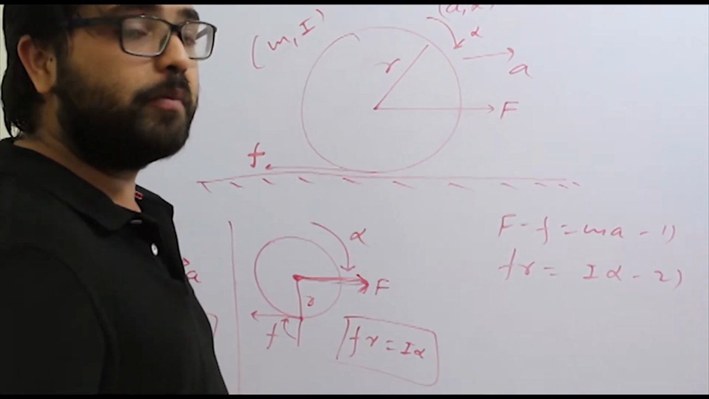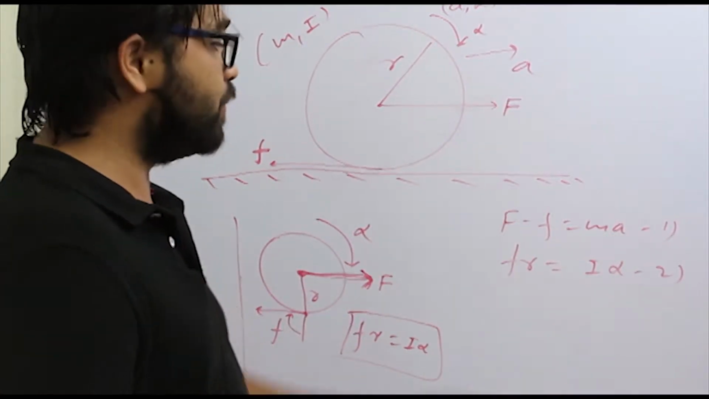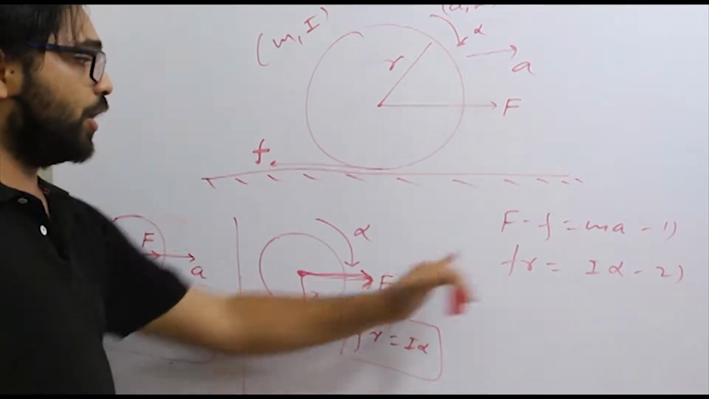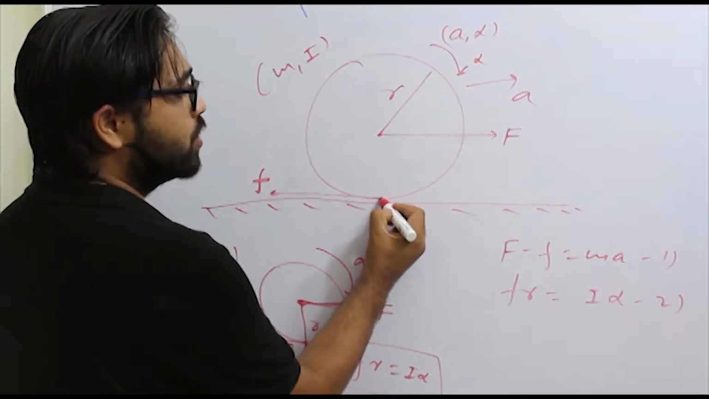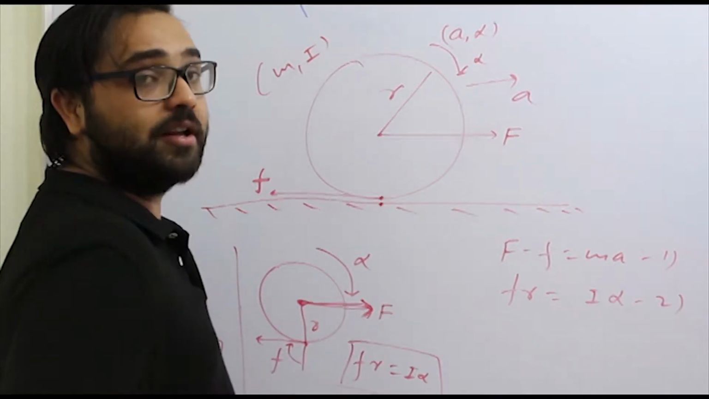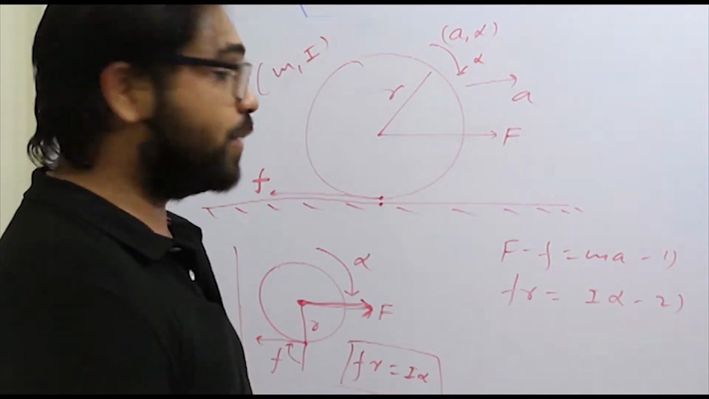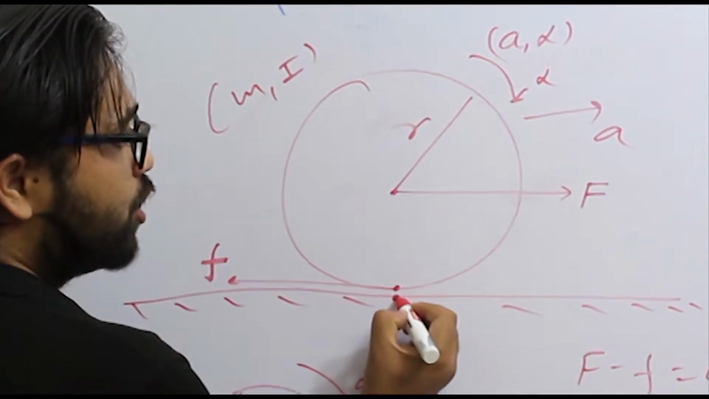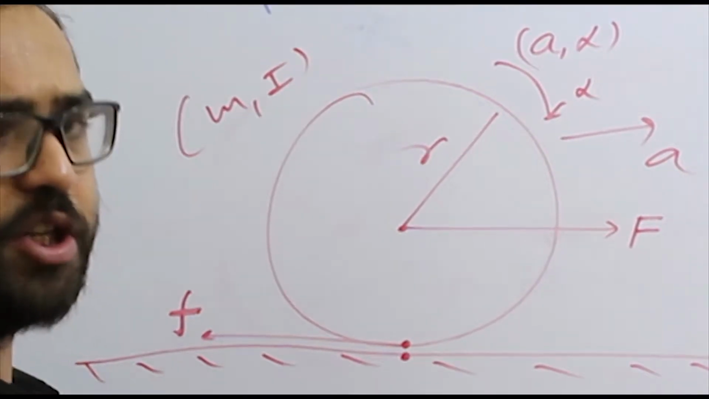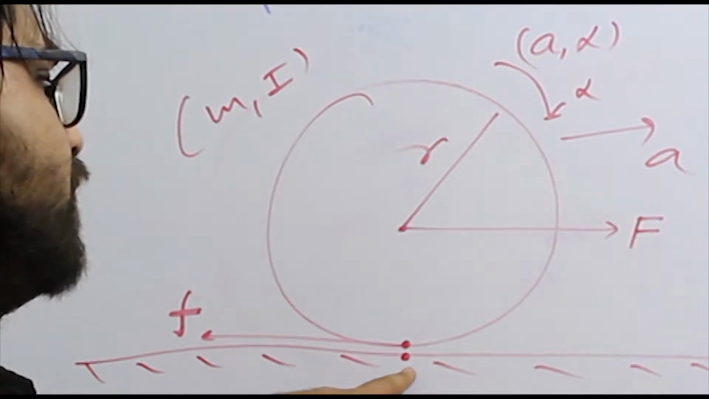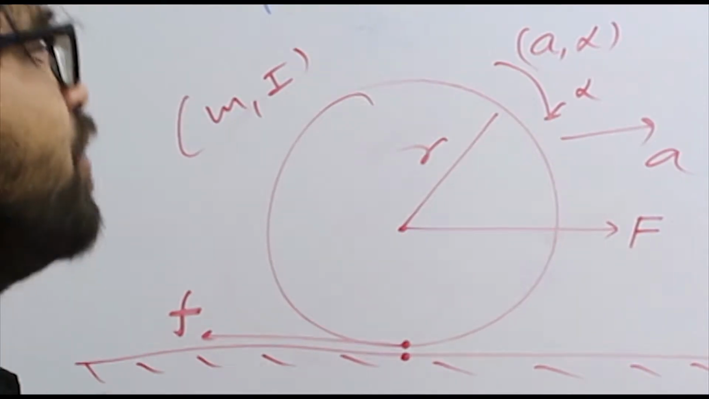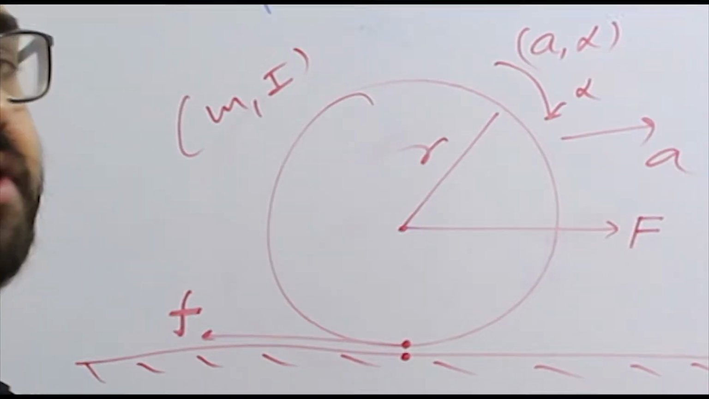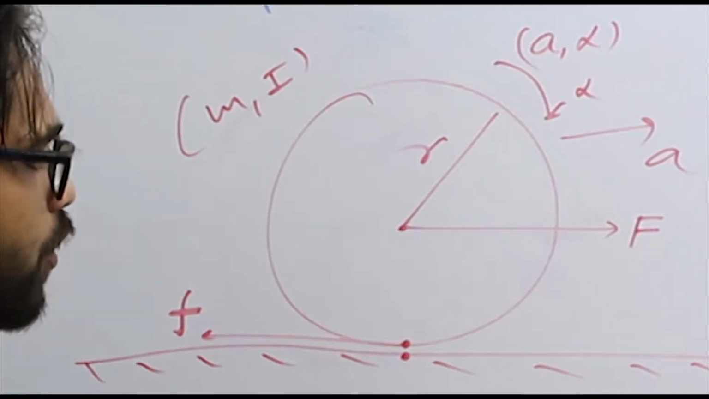And I told you in the previous problem, the third equation always comes from, one equation will come from translation, one equation will come from rotation, and the third equation will always come from the condition of no slip. Remember, you have this information that this is not slipping. What is the meaning of not slipping here? That whatever is the acceleration of this point, same will be the acceleration or velocity of this point. Here we are writing equations in terms of acceleration, so we'll focus on acceleration.